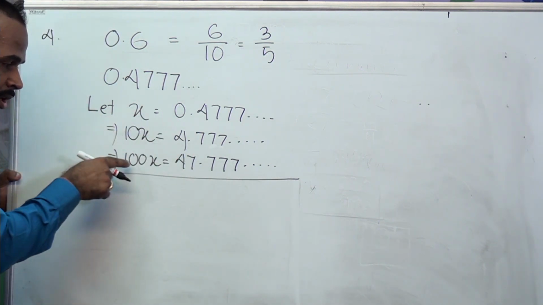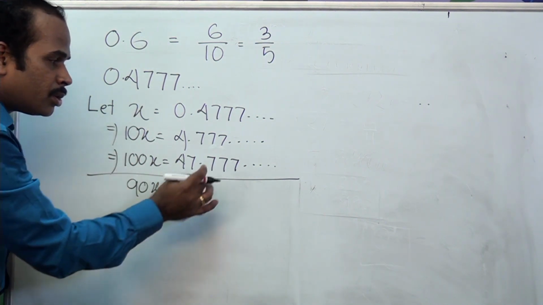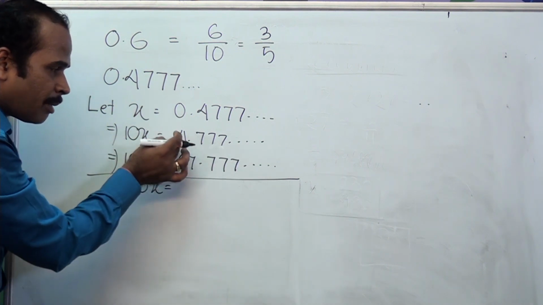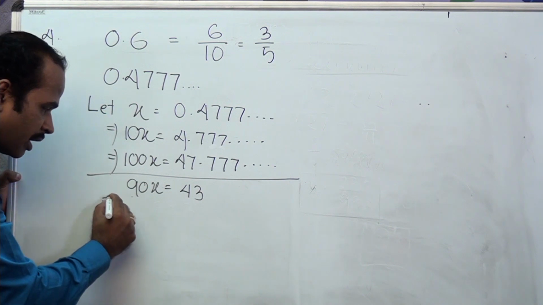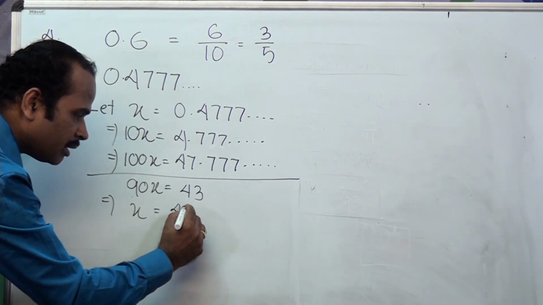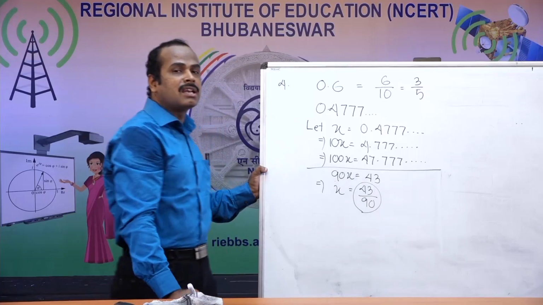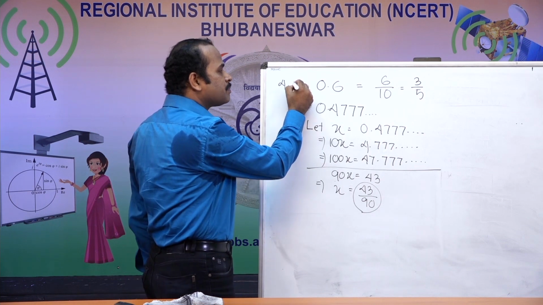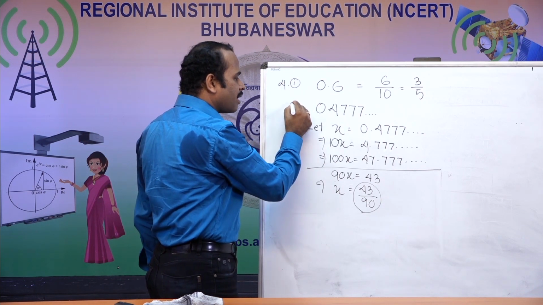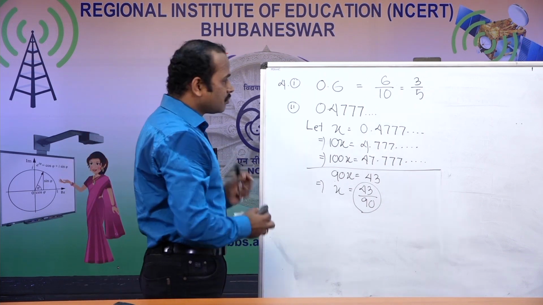So I can subtract now. So 100x minus 10x, I will find it is 90x equal to, these portions are cancelled, so 47 minus 4, this will be 43. And 90x equal to 43 implies x equal to 43 by 90. So this is your required rational number of 0.477. Okay, if this is the bit 1, so this is your second bit. Let us go to the next one question, bit 3.